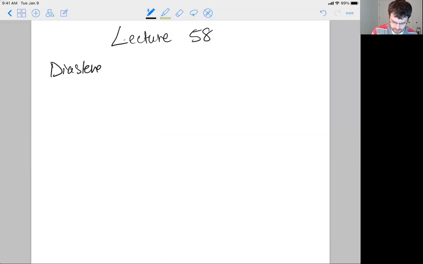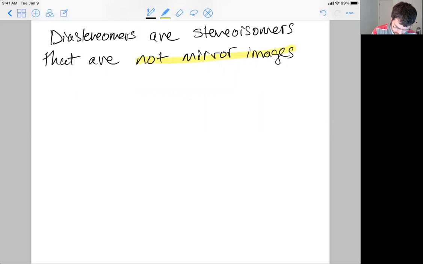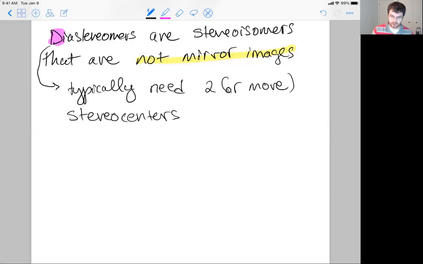So diastereomers are stereoisomers that are not mirror images. Not mirror images is key, but also key is the di prefix here, because that reminds us that we typically have diastereomers when we have two or more stereocenters. Okay, two or more stereocenters.